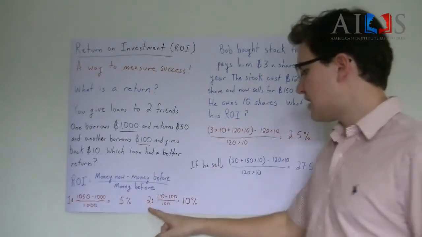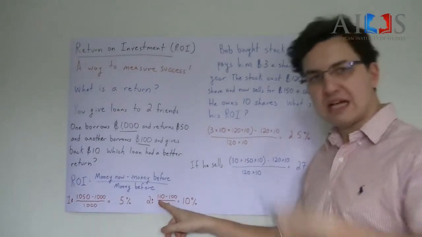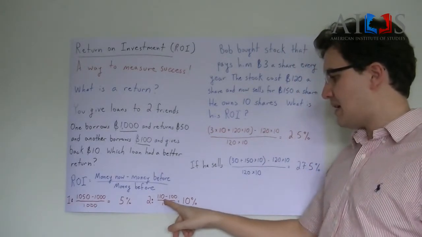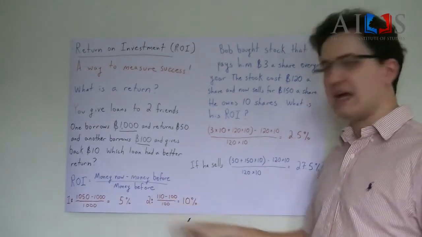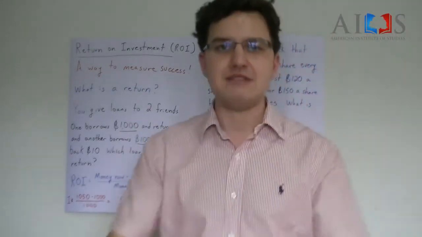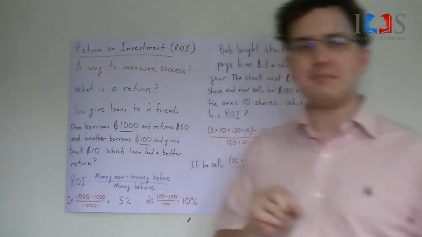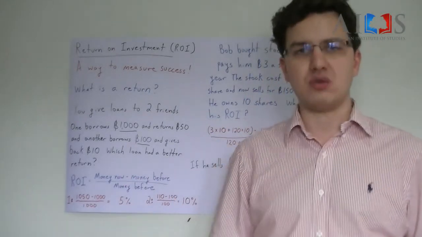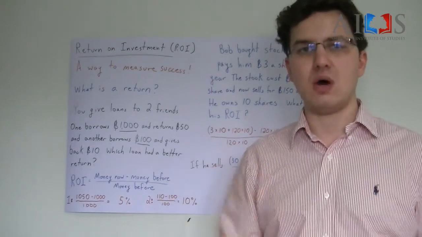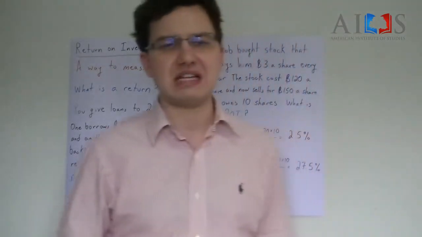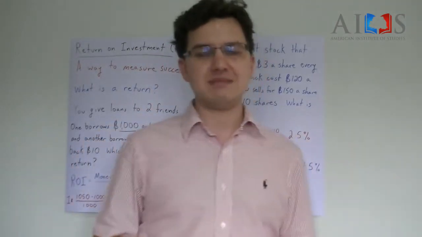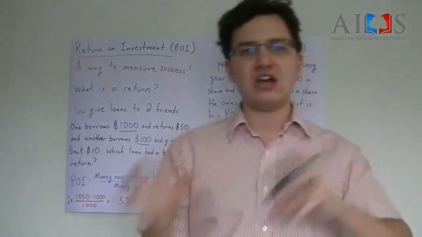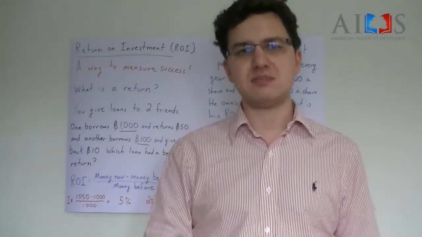Friend number two gave you back 100 plus another 10 as interest. So you take 110 minus 100 divided by 100. This gives you 10%. So even though 10 baht is smaller than 50 baht, friend number two was a better loan because it gave you a bigger ROI. So let's look at a more complicated example. Even though that seems very easy, ROI can become very difficult because you're not always sure what your return is, what numbers you're supposed to be using.